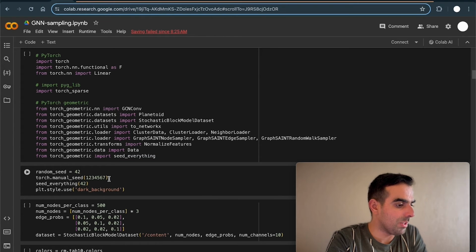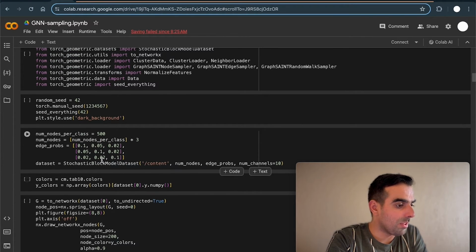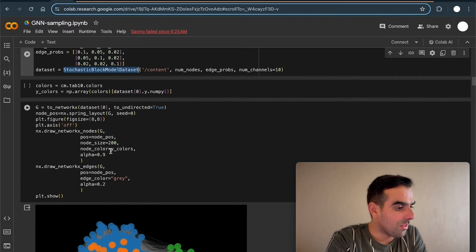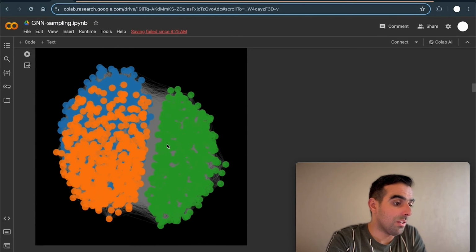So here I'm importing some libraries. I'm setting the random seeds, and here I am creating a synthetic dataset using the stochastic block model from pytorch-geometric. This is basically an affinity matrix between the points within the three clusters. So we want the probability of connecting with the points in the same cluster to be 10%, and the probability of connecting to other clusters to be 5% or 2%. So here is the dataset.